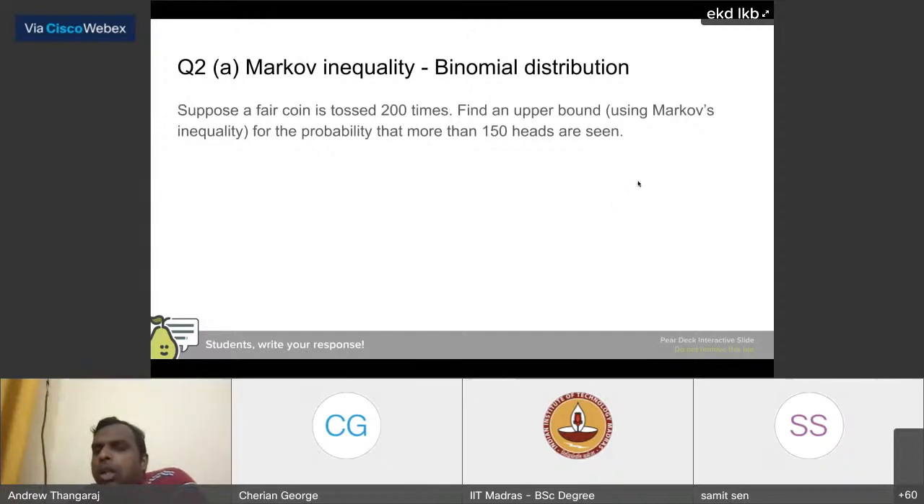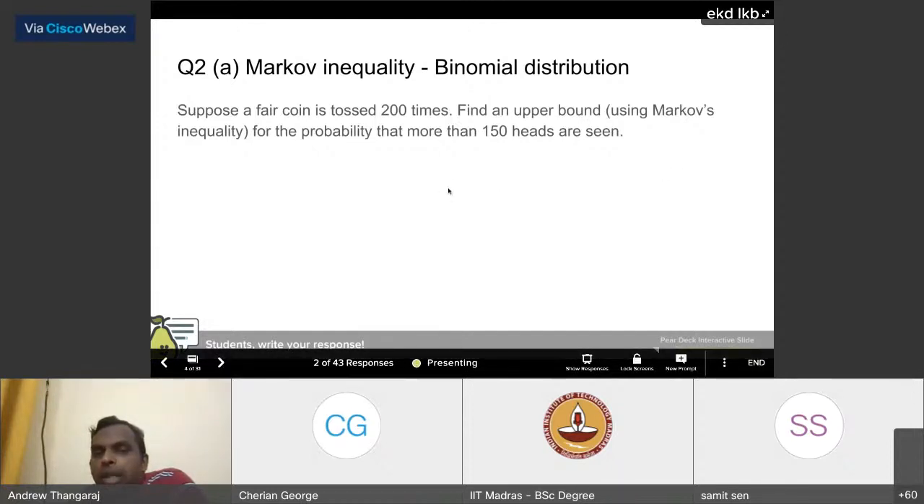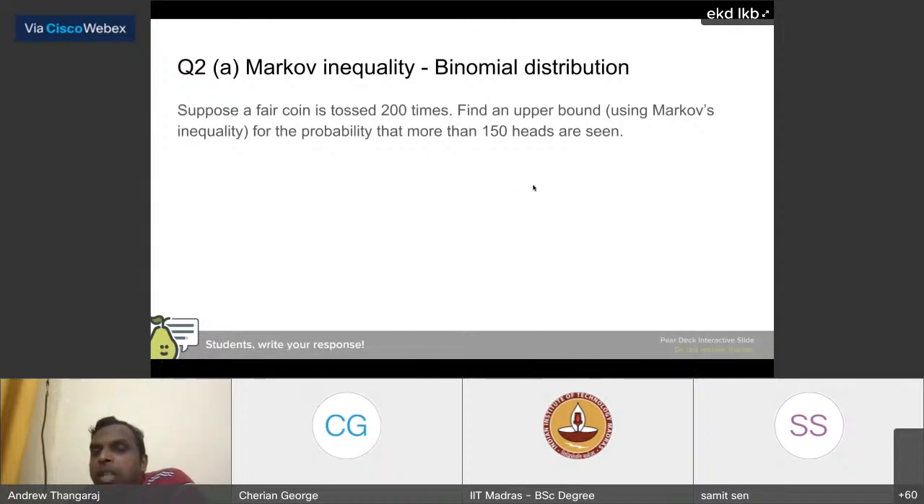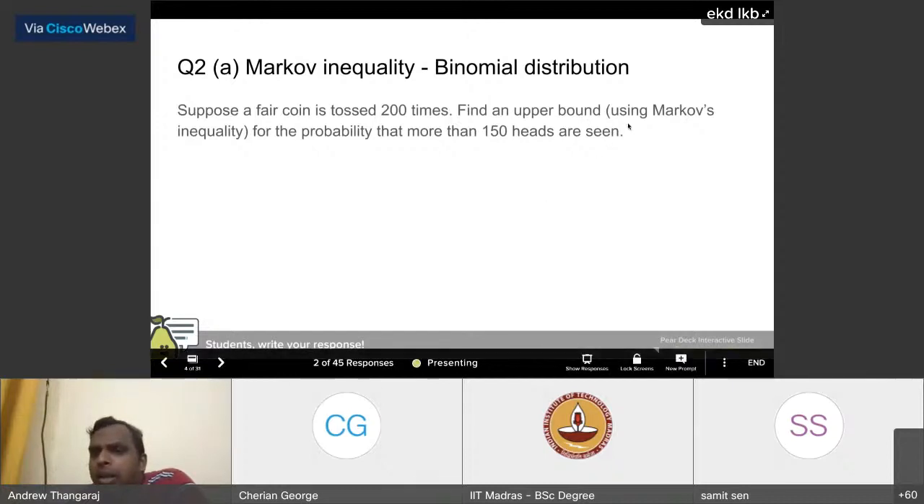No, that's not how Markov inequality works, right? Markov inequality is just: the probability that x is greater than some number is less than or equal to the expected value of x divided by that number. That's all. There's nothing like adding 5 to it because I've asked for an upper bound. I just don't quite get it.